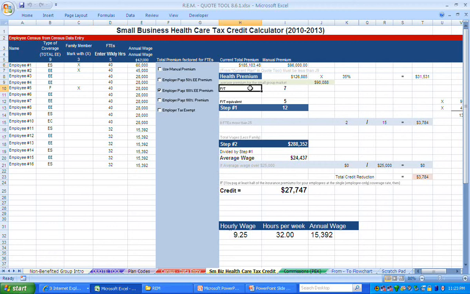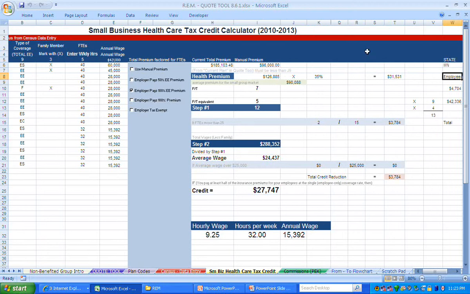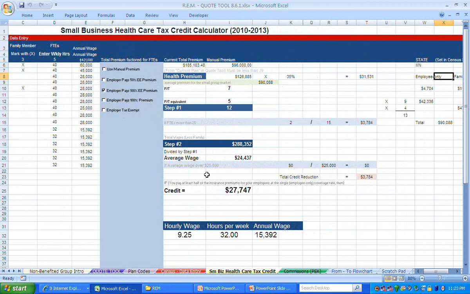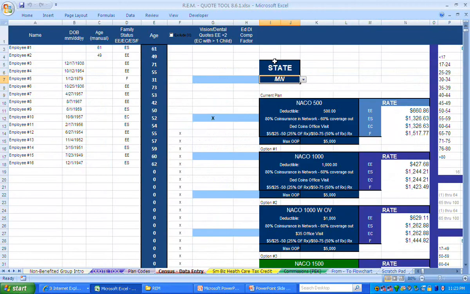Once that is all factored in, now all the numbers are in here for you. So the health premium for this particular group, the employer is paying 100% of the employee portion by checking here. That amount is $126,885, which is more than the average premium for the small group market. This is a particular group in Minnesota, and we did that, by the way, by checking the state up here. We're going to change it to Nebraska, where I live.